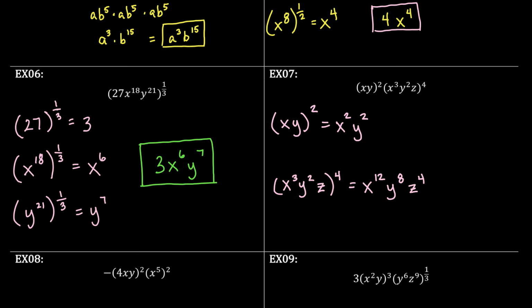Okay, now, if you see these, I have to multiply. I did this part right here, and I did this part right here. So now I have to multiply them together. So I get x to the second, y to the second, times x to the 12th, y to the 8th, z to the 4th.